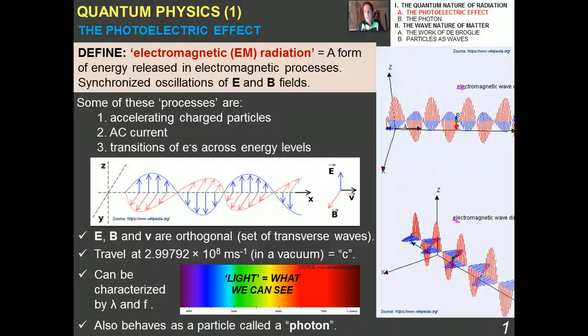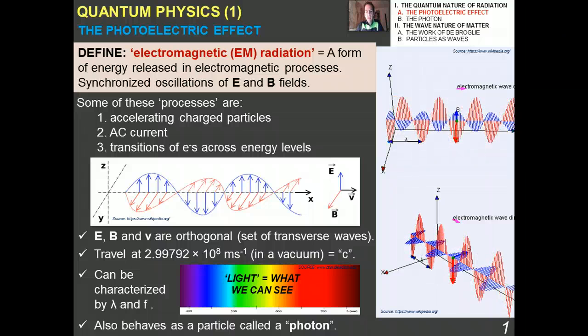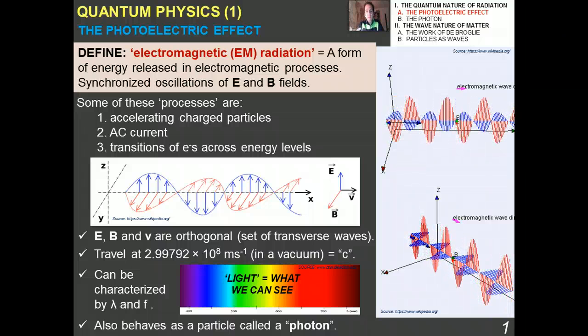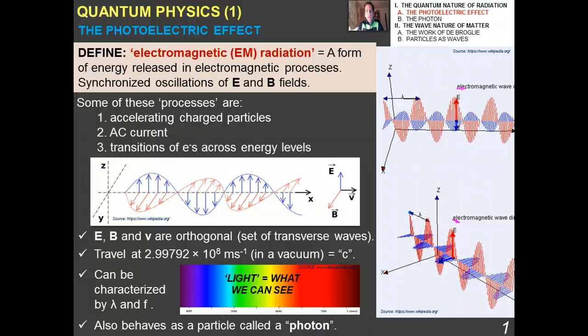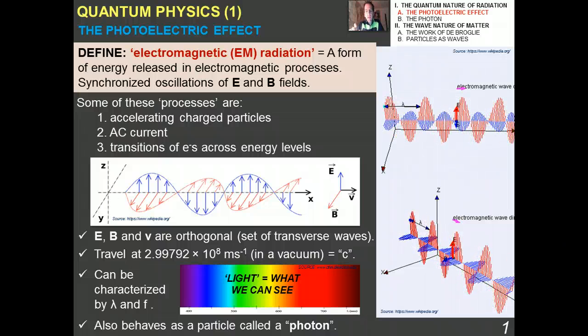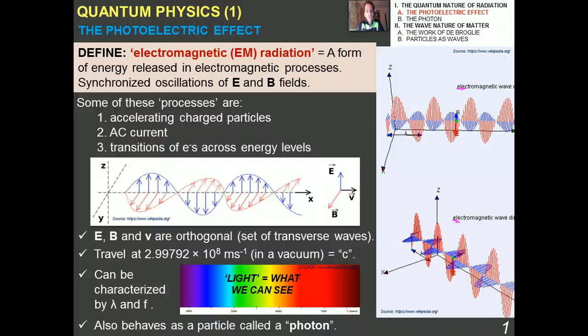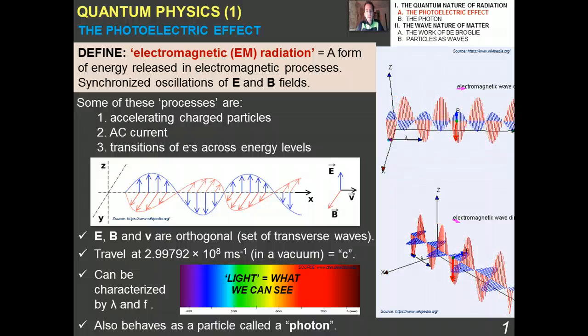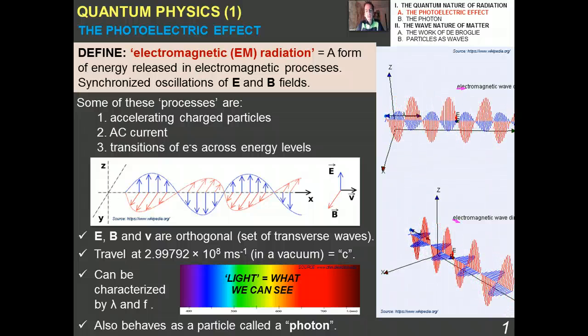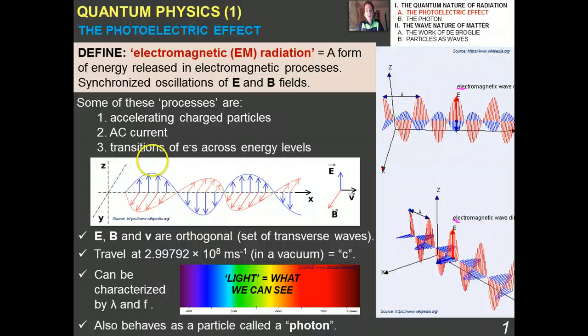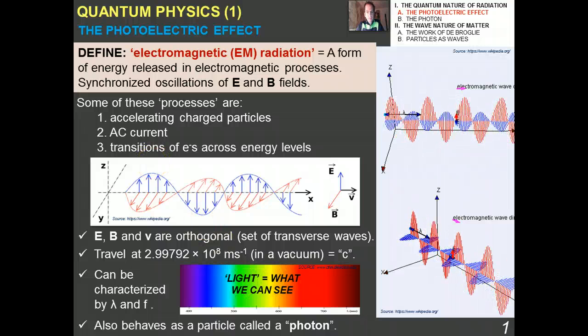There's nothing really special about visible light, other than our eyes have evolved to see electromagnetic radiation in that particular band of the spectrum, which I'll show you in just a minute. The other weird thing about this radiation, or these waves, is that they also behave as a particle called a photon, which I'll talk about later.